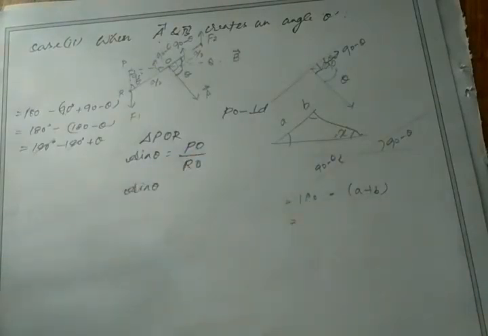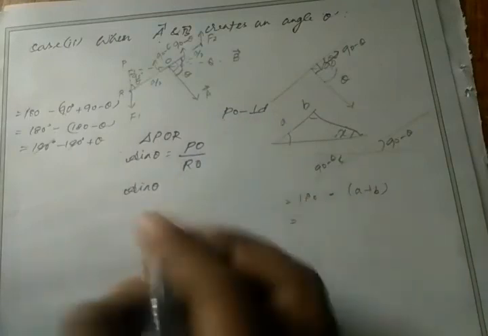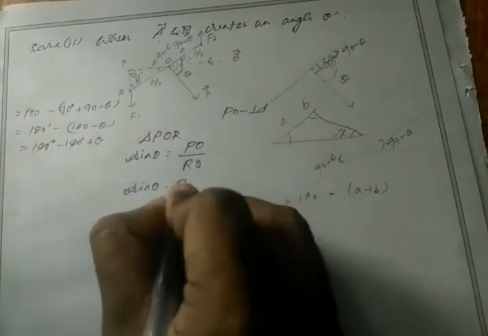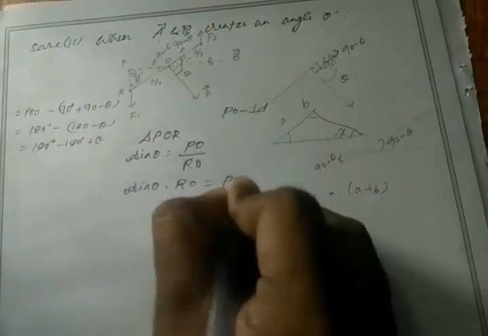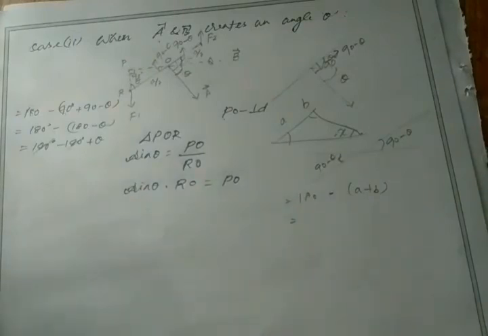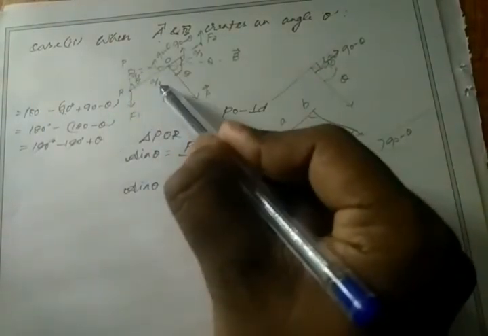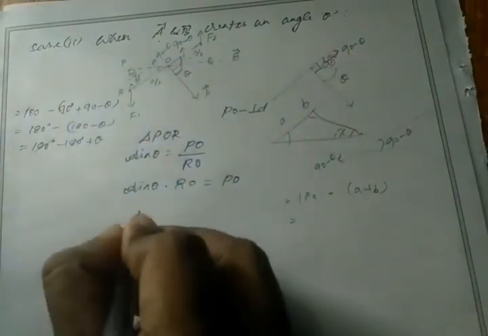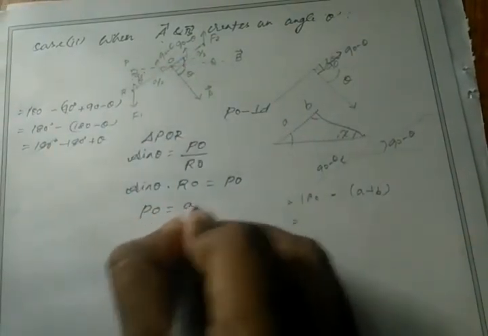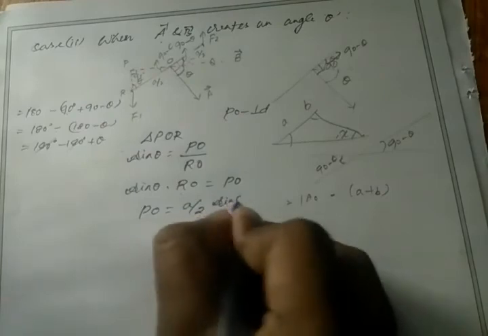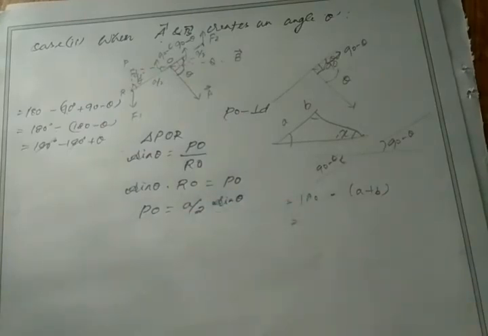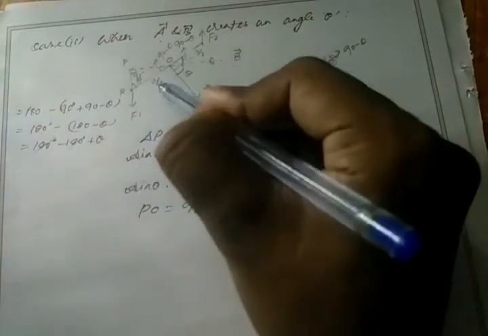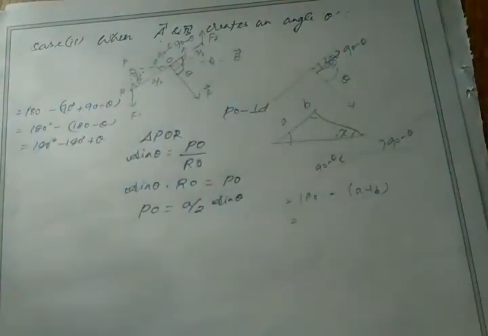So from this equation, find the value of PO, because PO is our perpendicular distance. So PO equals RO into sine theta, right? What is RO? RO is nothing but the perpendicular distance, that is half the loop distance, A by 2. So I can write PO equal to A by 2 sine theta. Clear? So RO is A by 2, and PO equals A by 2 sine theta.